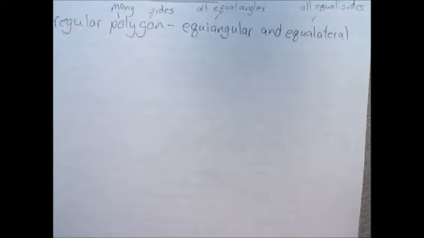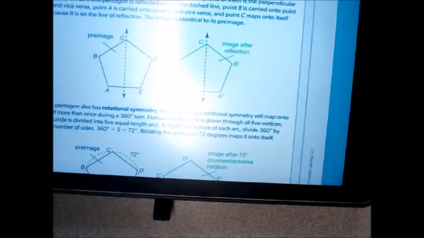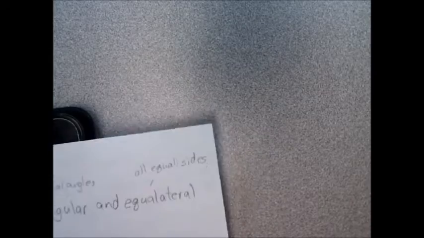Here's the book's definition just to make sure that you understand everything I said, and I'll give you another way to look at it. A regular polygon is a polygon with all sides equal in length and all angles equal in measure. If a regular polygon has n sides, just any number of sides, then it has n lines of symmetry. So if a polygon has 5 sides, then it has 5 lines of symmetry. So let's try to draw a polygon. Let's just go with a pentagon.